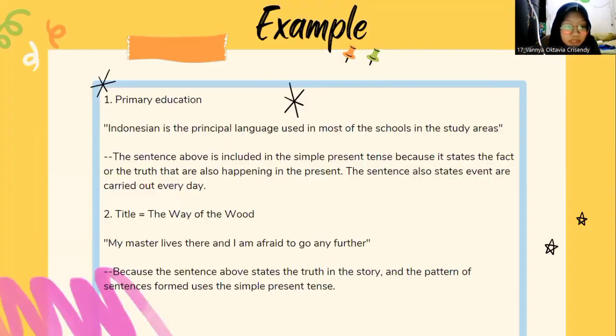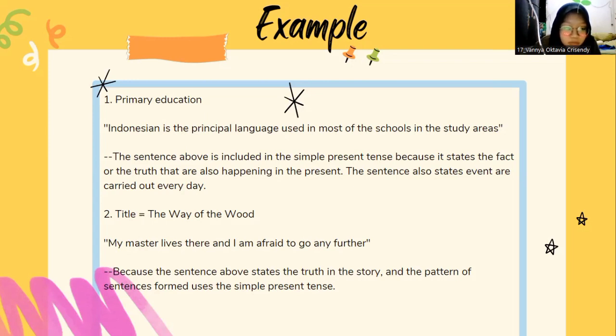Example from the journal Primary Education. Indonesian is a principal language used in most of the schools in the study areas. The sentence above is included in the simple present tense because it states the fact or the truth that is also happening in the present. The sentence also states events that are carried out every day.